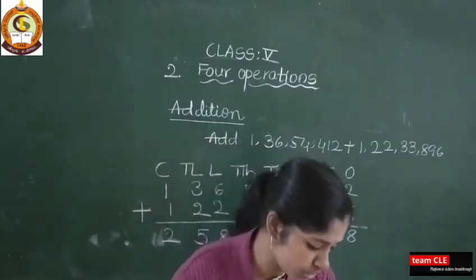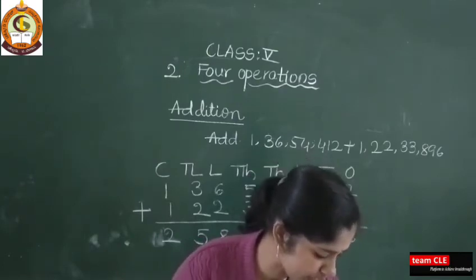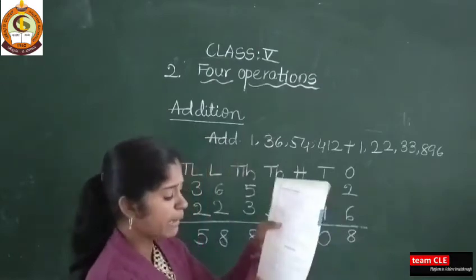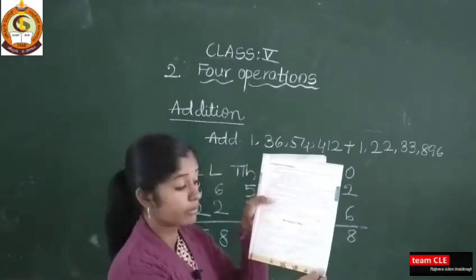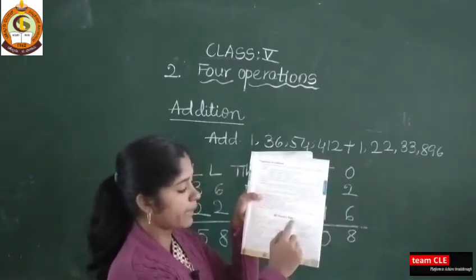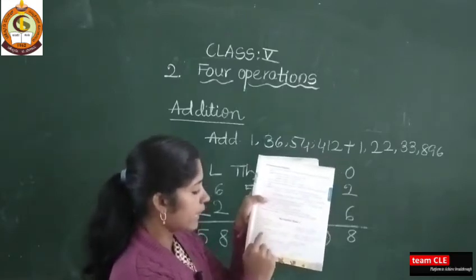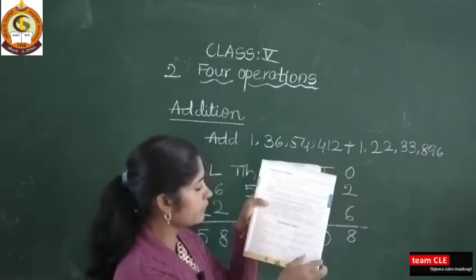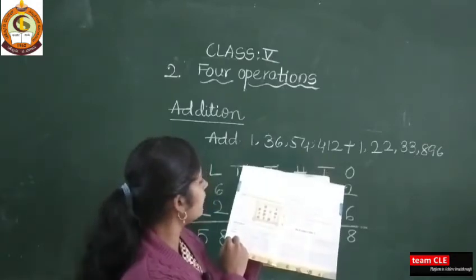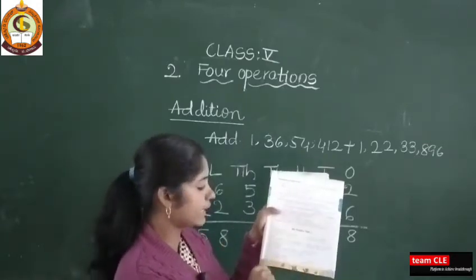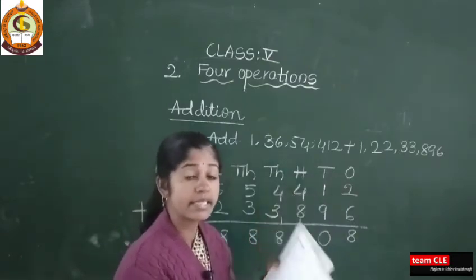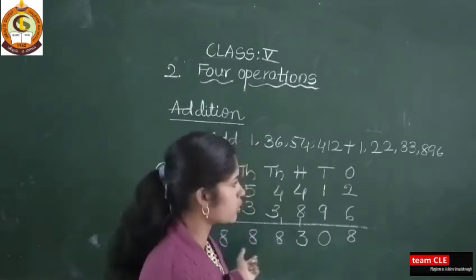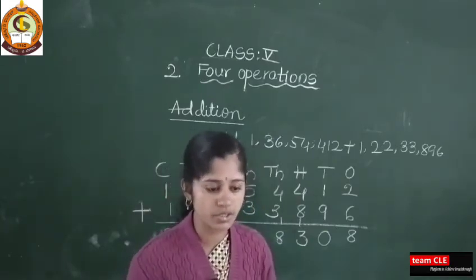Here some questions are there from My Practice Time 1. Add the following. See here, I am solving the examples from your page number 93, My Practice Time 1, first main and second main. Add the following, and next there are fill in the blanks and find the missing digits, that I will teach you in the next class. In the next class I will discuss the properties of addition also. So just see how to add the large numbers.